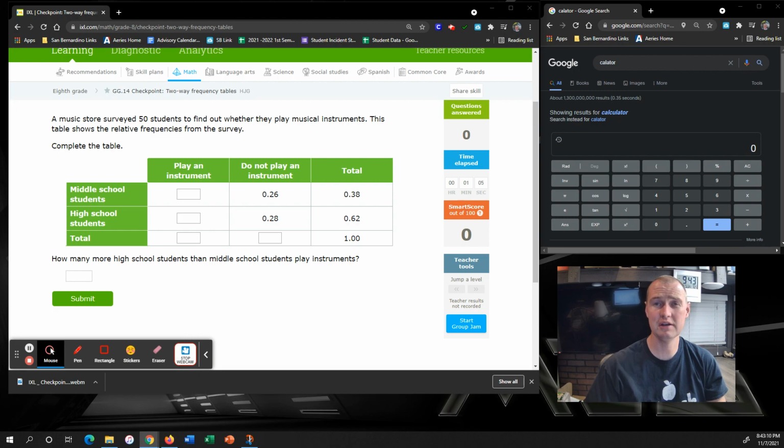Today we're working on IXL GG.14, checkpoint for two-way frequency tables. All right, let's talk about a two-way frequency table and what exactly does that mean.